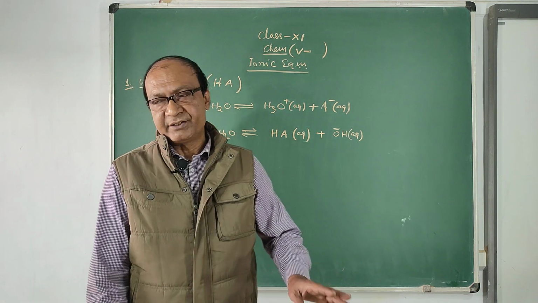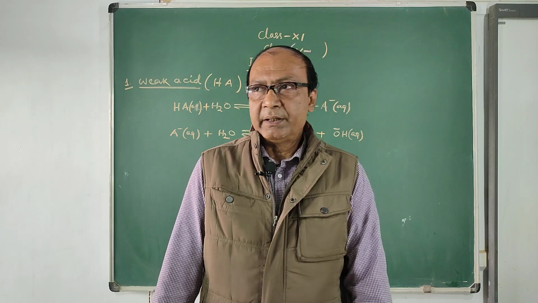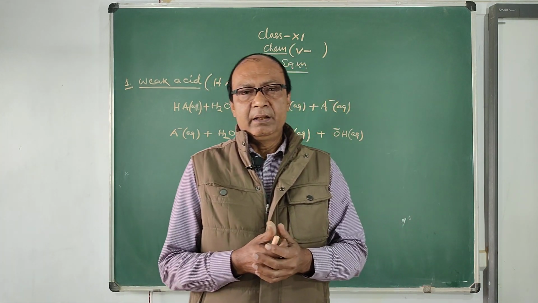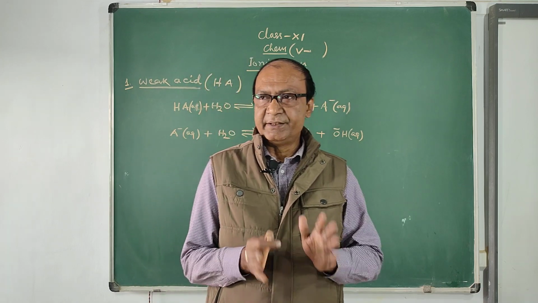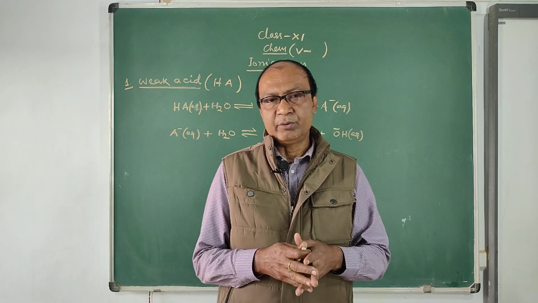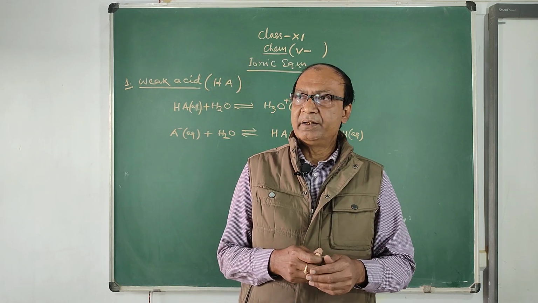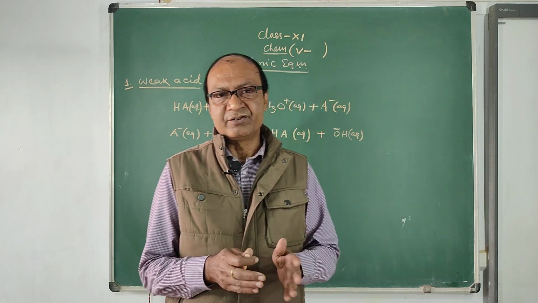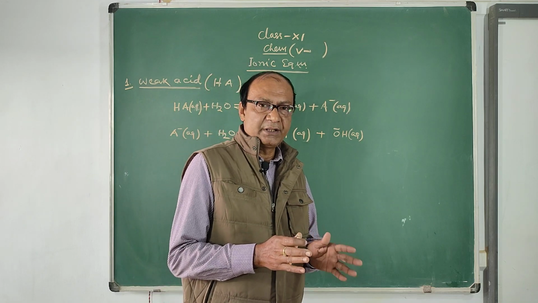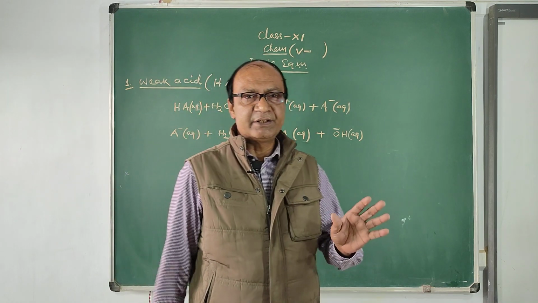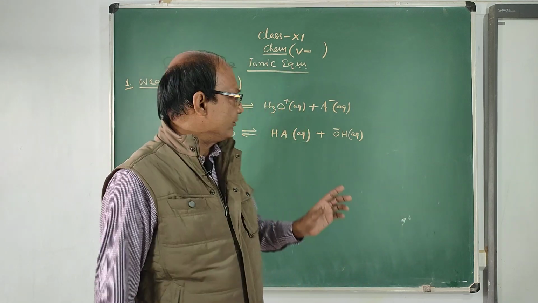Next class we have discussed the concept of acid and base, three different concepts. First, the Arrhenius concept of acid and base. Secondly, the Bronsted concept of acid and base. And thirdly, the Lewis concept of acid and base. Today, we will see the next part of ionic equilibrium.